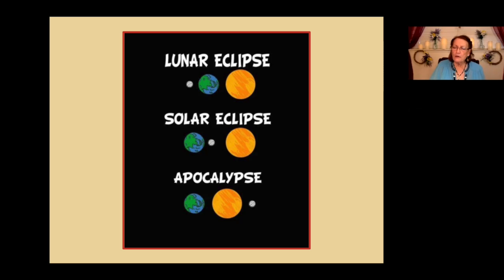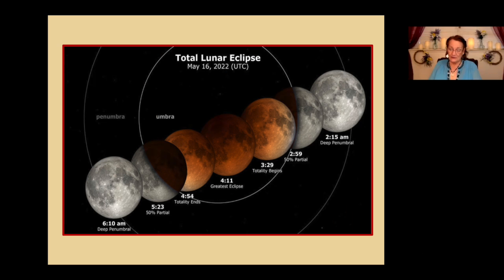And the third kind of eclipse has not yet happened. It's very rare. It's exceedingly rare. But should the sun ever get between the Earth and the moon, that would be called the apocalypse. So I hope you enjoyed the joke. I just think it's so cute. So now we're going to get on to some serious things.